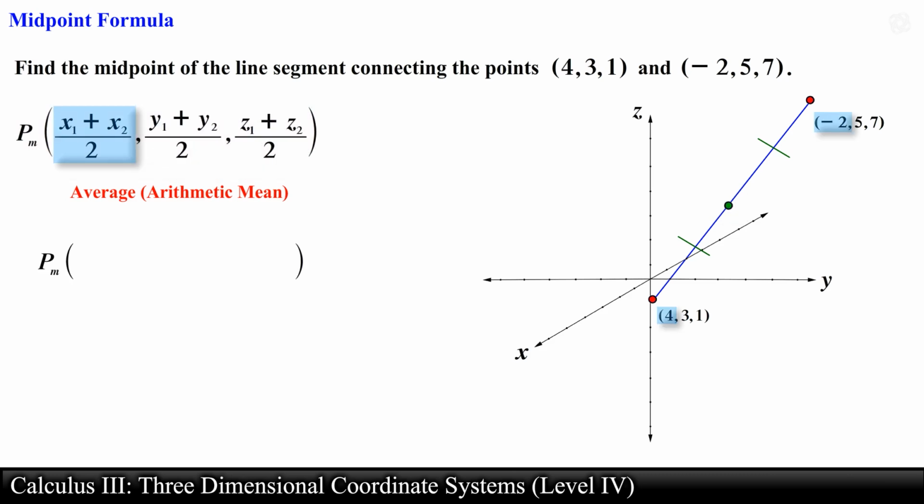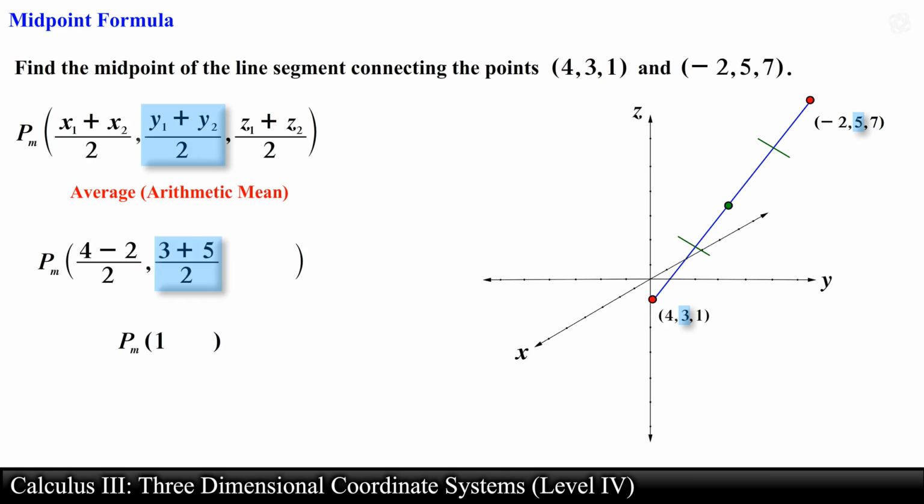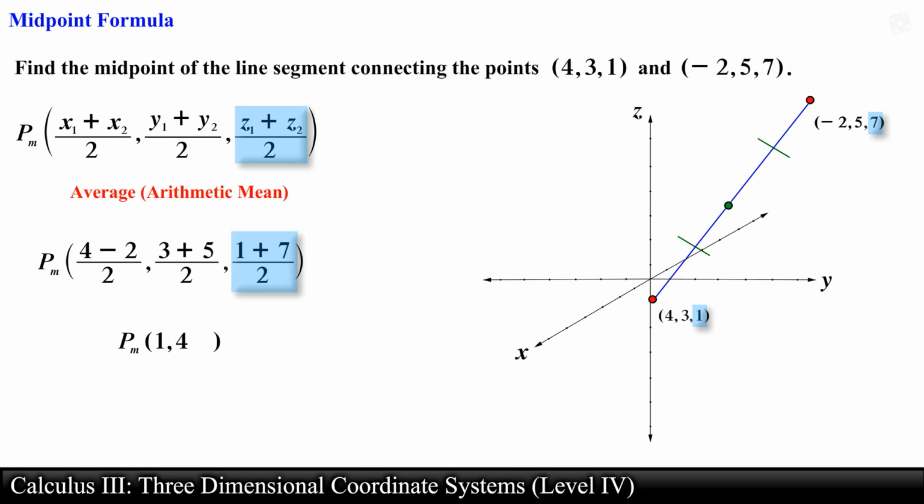So the average of the x coordinates is equal to 4 minus 2 divided by 2, which is equal to 1. The average of the y coordinates is equal to 5 plus 3 divided by 2, which is equal to 4. And the average of the z coordinates is equal to 7 plus 1 divided by 2, which is equal to 4. So the coordinates of the midpoint are 1, 4, 4. Alright, let's move along to the next formula.